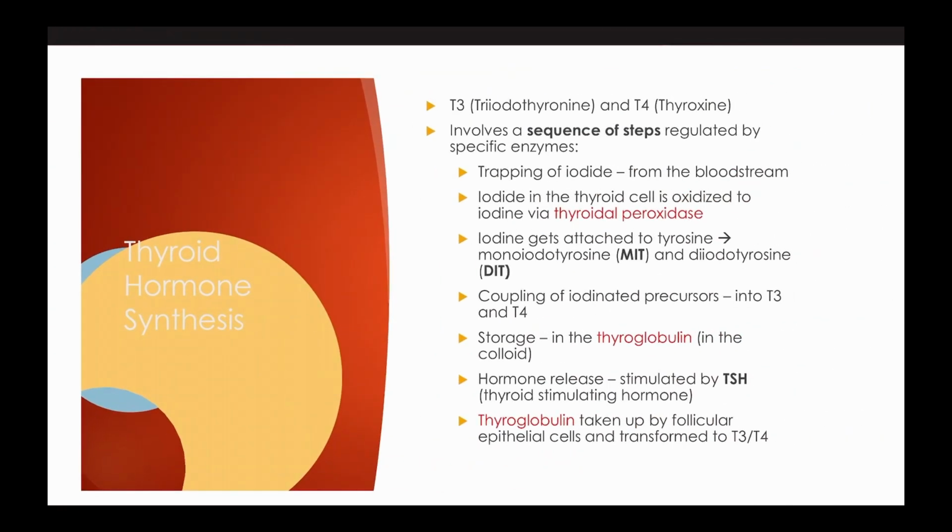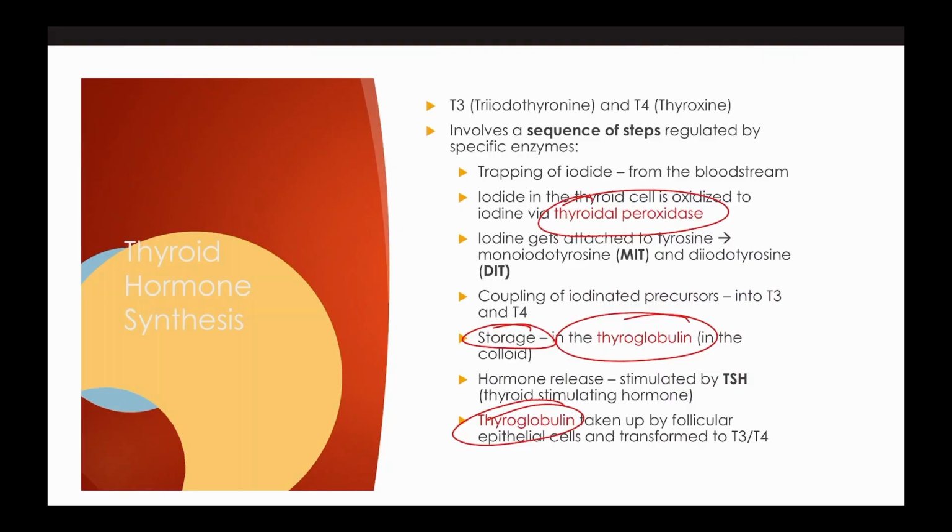So here's our T3 and T4. There's a whole sequence of steps. You don't have to memorize this. What I want you to know is what's in red. Thyroid peroxidase, thyroglobulin, and here's another thyroglobulin here. These are enzymes. The thyroid peroxidase is an enzyme that helps with thyroid hormone production. Thyroglobulin is the storage form of it. It's a way to store this thyroid hormone.